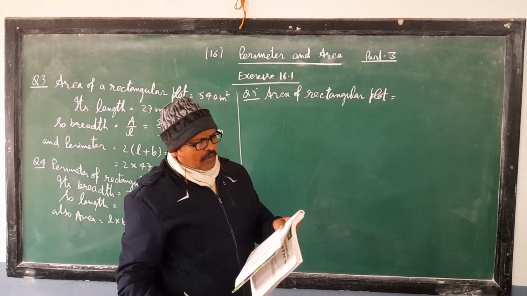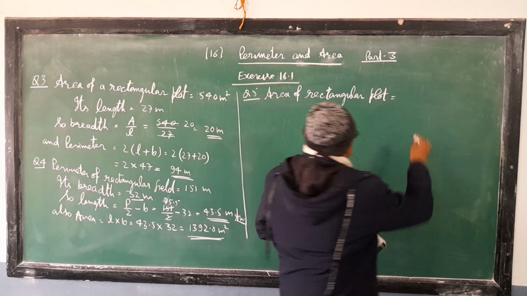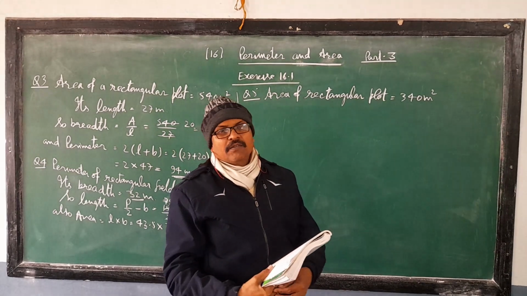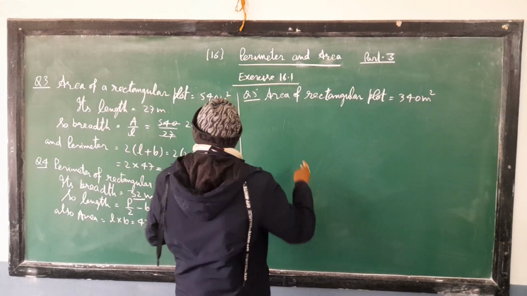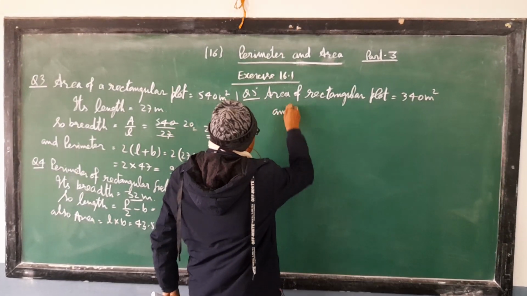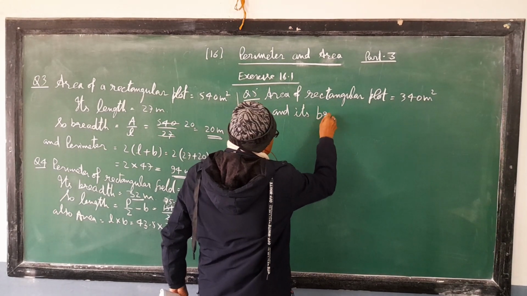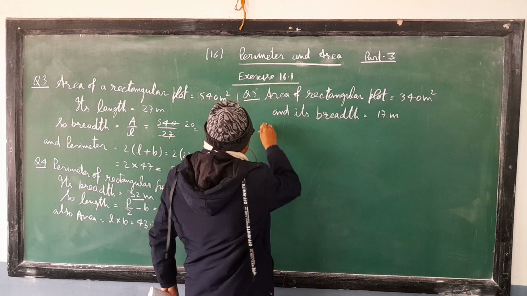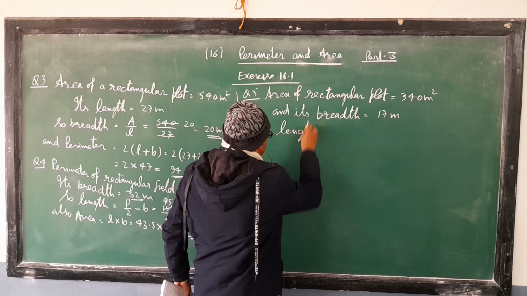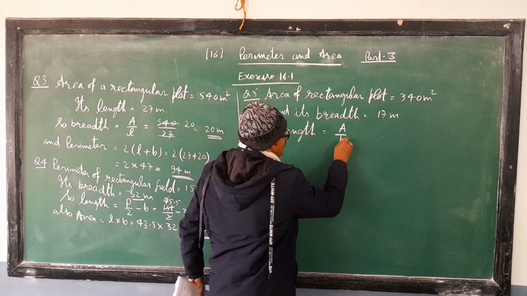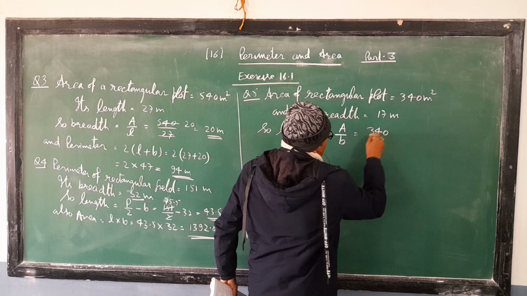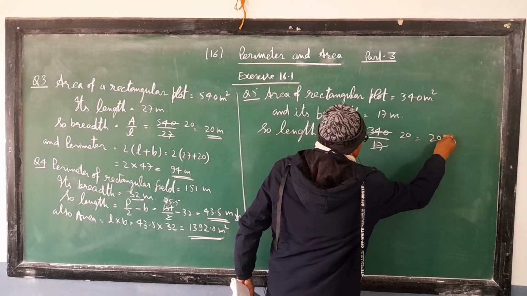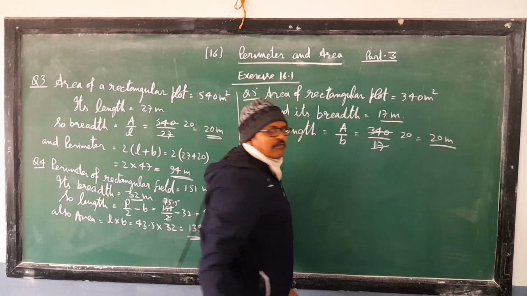It is given 340 meters square. And what is given? Breadth is given 17 meter. So length is equal to area upon breadth, 340 upon 17. 17 twenties, 20 meter. So length and breadth we got.